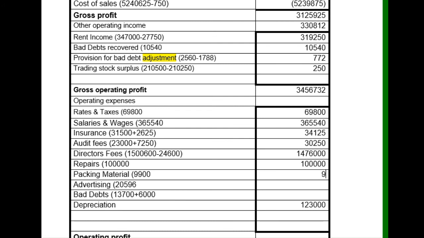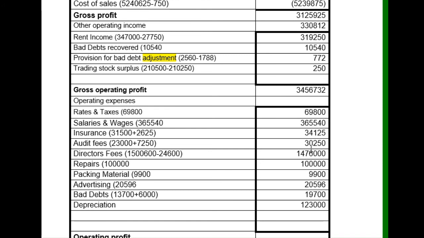With repairs, I did not do anything, so I can simply put in the amount in. Same for packing material, and same for advertising. And bad debts. I've got to add the 6,000 to the 13,700, and that should give me 19,700.